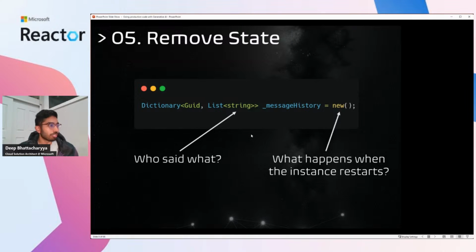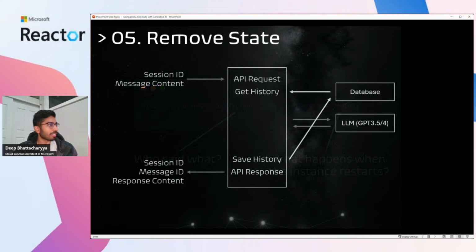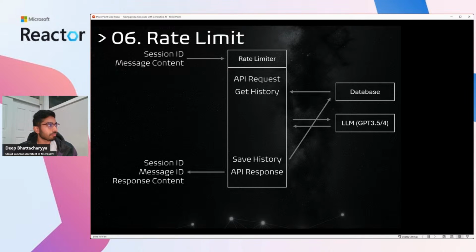What the slide also calls out is what happens when the instance restarts, which is another consideration that you have to make. Are we going to send all that history again? How are we going to manage that? And this is where a database comes in to make sure that you are not losing the context of the user in every message.